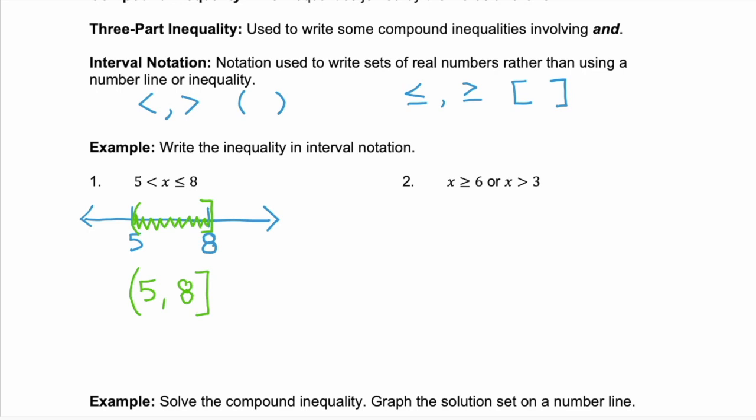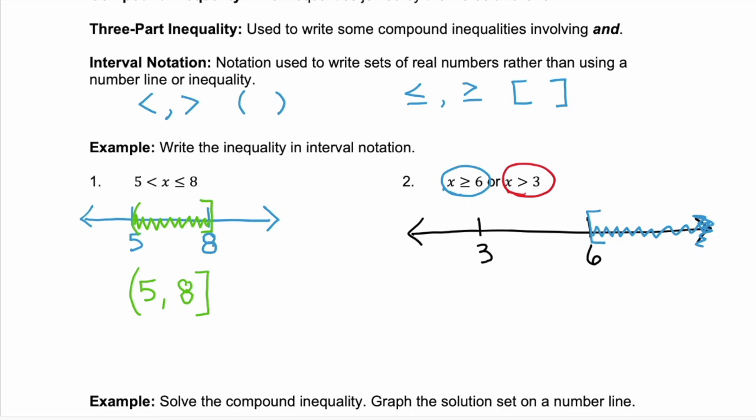Now, look at example 2. Again, if we put this on a number line, the numbers we need are 3 and 6. I like to use two different colors when I'm graphing two different inequalities. So the first one I'll use blue. And here it's saying x is greater than or equal to 6. So all of the numbers greater than 6 are to the right of 6. And to be equal to 6, we would need a bracket. So that would represent that first inequality, x greater than or equal to 6.